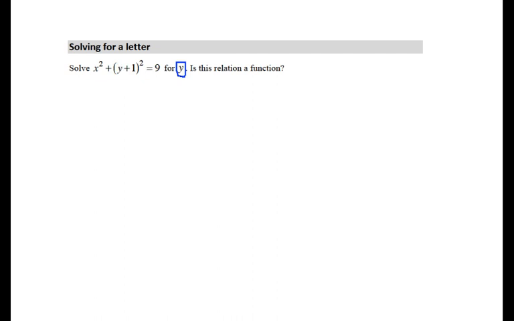In order to solve this using the square root property, we need to start by getting this squared expression alone on one side of the equation. So let's isolate this first. We're trying to get closer and closer to the y, just getting y all by itself. So first I'm going to isolate the whole squared expression that y is in by subtracting off my x squared from both sides. So that looks like y plus 1 squared equals 9 minus x squared.